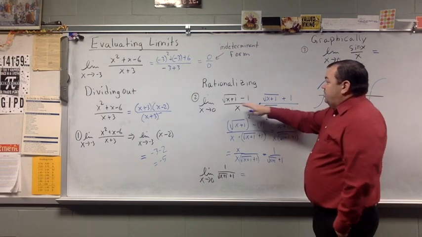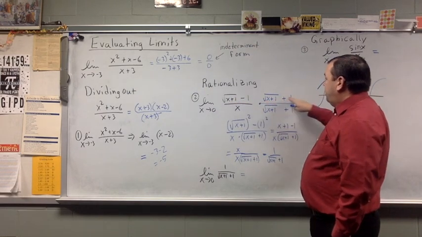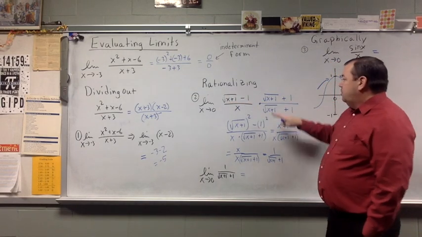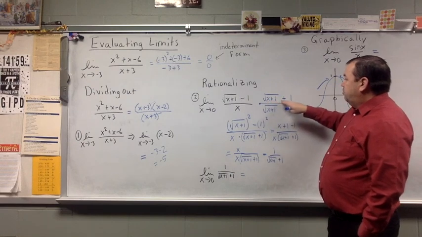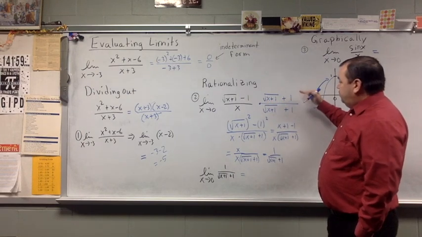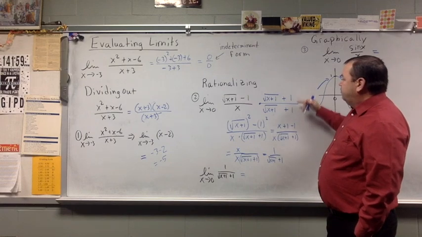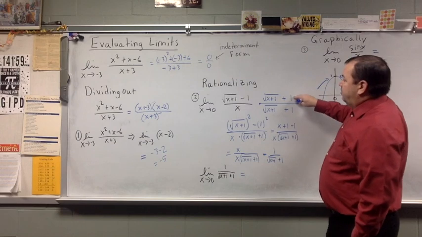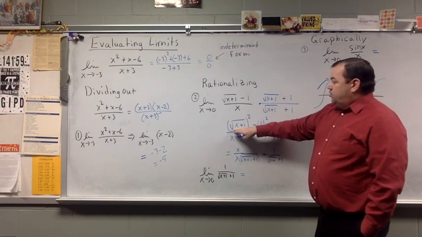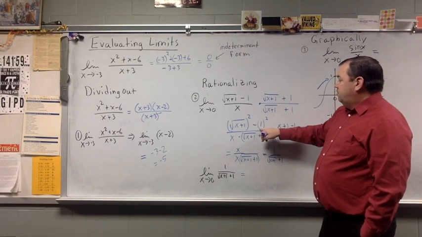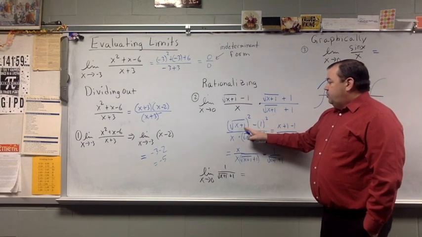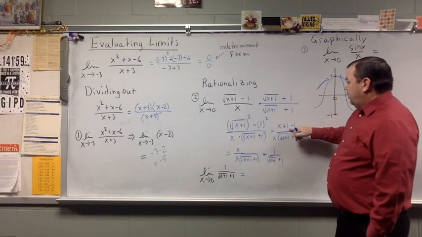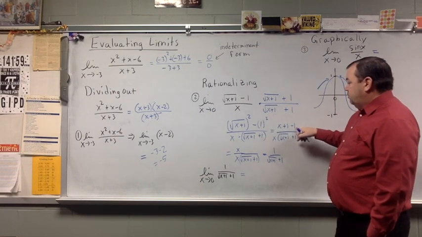But if I take the top and I multiply by its conjugate, so square root of x plus 1 minus 1, its conjugate would be the square root of x plus 1 plus 1, and as long as I do the same thing to the top and the bottom, it's okay. I'm just multiplying by 1. But notice what happens on top. I FOILed this, and I got the square root of x plus 1 squared minus 1 squared. The squared and the square root are going to cancel, so I get x plus 1 minus 1.